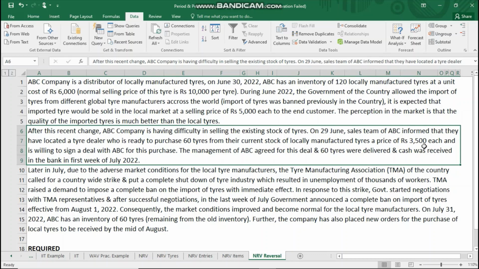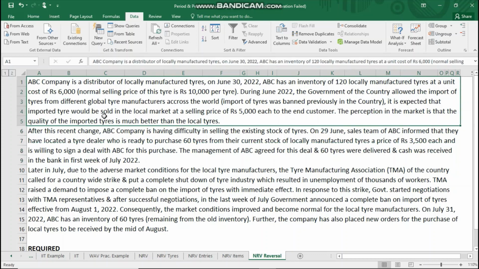Why is this net realizable value? Remember that the definition of net realizable value is the estimated selling price in the ordinary course of business less estimated cost of completion and estimated cost necessary to make the sale. In this example, we don't have any estimated cost of completion or cost necessary to make the sale, so we can assume that this estimated selling price will be my net realizable value. So we need to value the inventory as of 30th June at the net realizable value, because this 3,500 is much lower than the cost, which is 6,000. Here my cost exceeds my net realizable value.